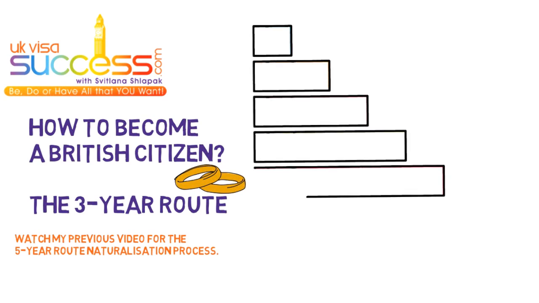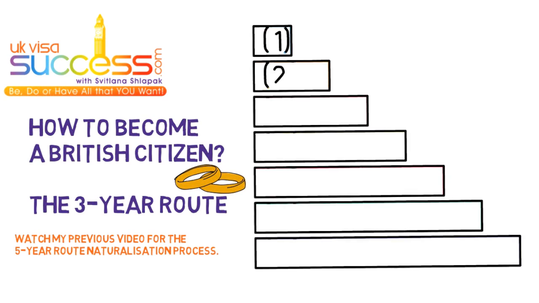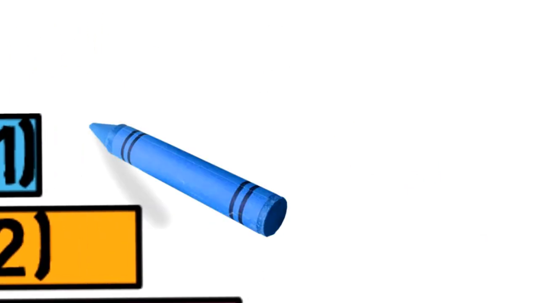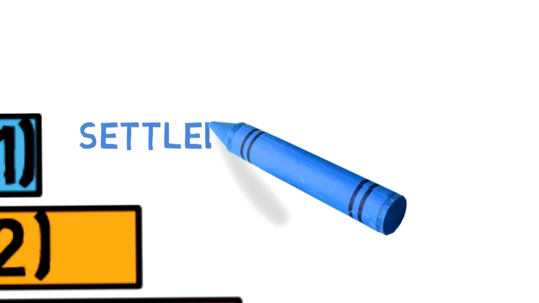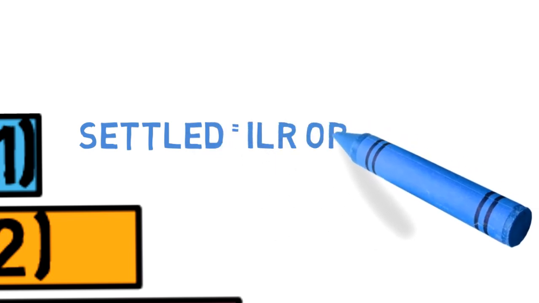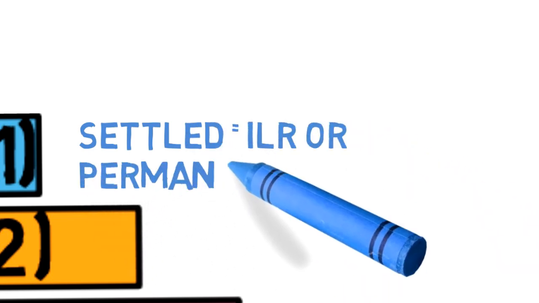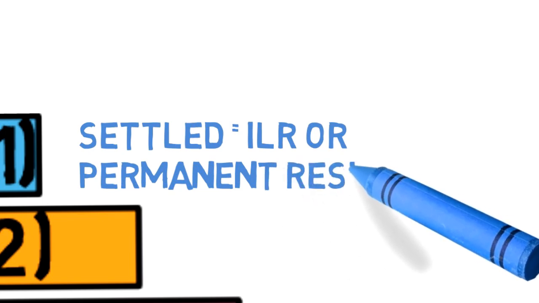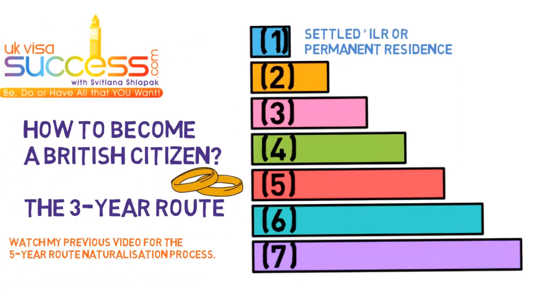There are 7 key elements to a 3-year route naturalization application. Key element number 1: you must be settled. You should have either indefinite leave to remain or permanent residence in the UK. And I would like to draw your attention here that unlike in the 5-year naturalization process, there is no need for you to hold your indefinite leave to remain or permanent residence for at least 12 months before making your application. So you can submit your naturalization application straight after you get your ILR or permanent residence.